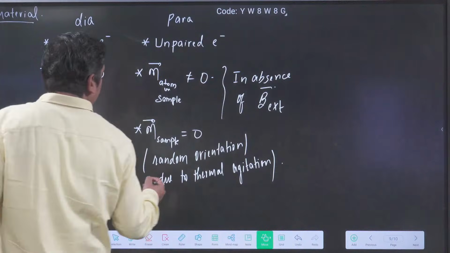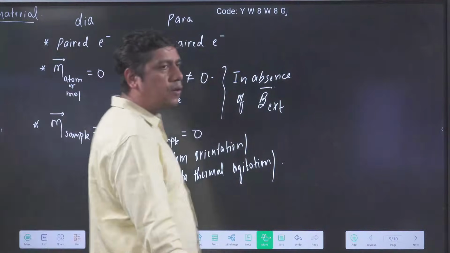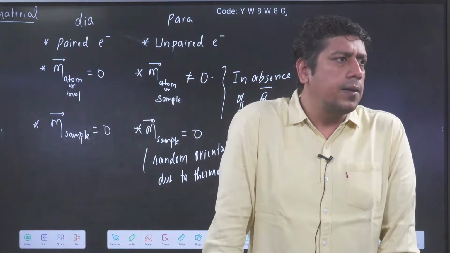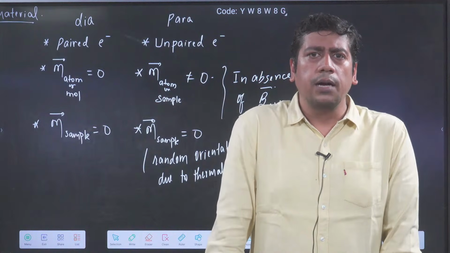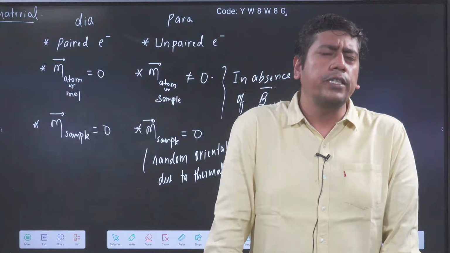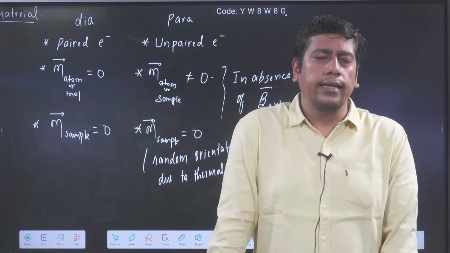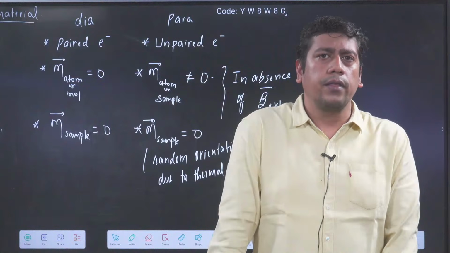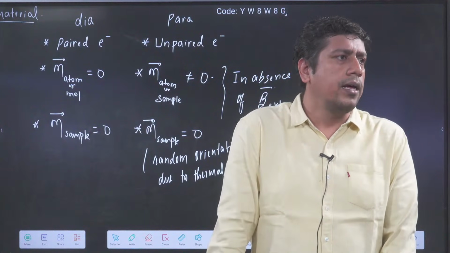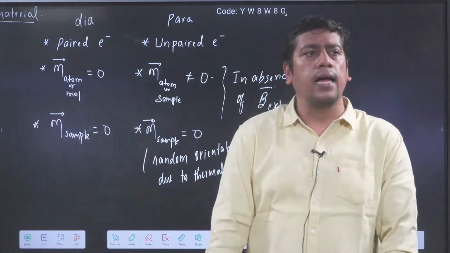Now let's discuss what will happen in presence of external field. This is the story in absence of external field. I hope it is clear till here. In diamagnetic material, that means all electrons are paired. Pairing always happens with opposite spin, due to which electrons will always have equal and opposite m vector, and the net m vector of the atom or molecule will become 0.